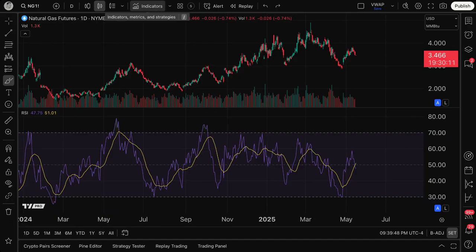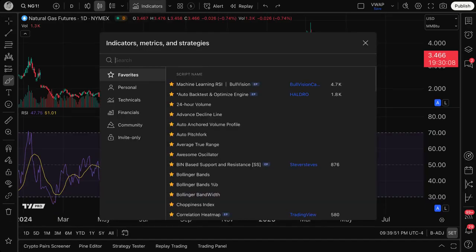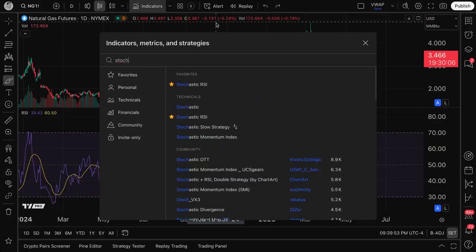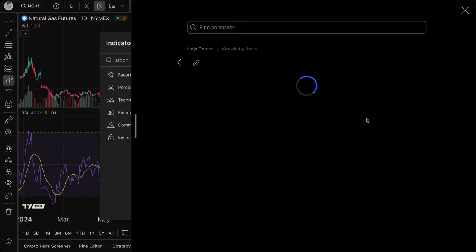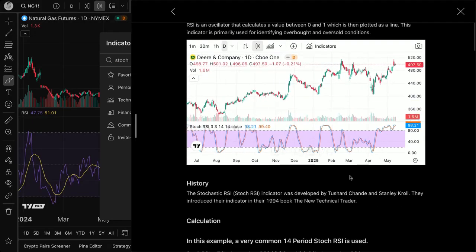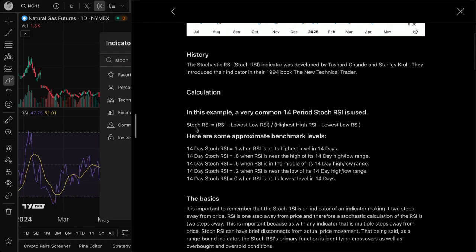So to get to stochastic RSI, click Indicators, Metrics, and Strategies. We click stochastic RSI, or type in STOC. We could type in stochastic. It's right here for us. And actually, I'm going to go ahead and click the tooltip here to open up the Help Center, because looking at the calculation can now tie together everything we just spoke about. Stochastic RSI equals RSI minus lowest low RSI divided by highest high RSI minus lowest low RSI. So everything in that calculation is based off of what the RSI is doing. It's right there in front of you.